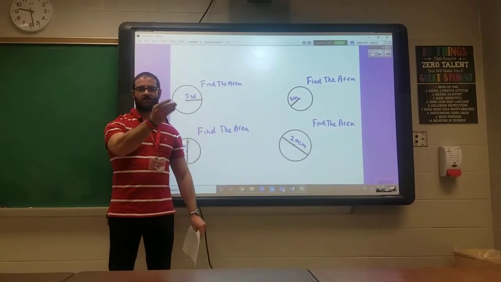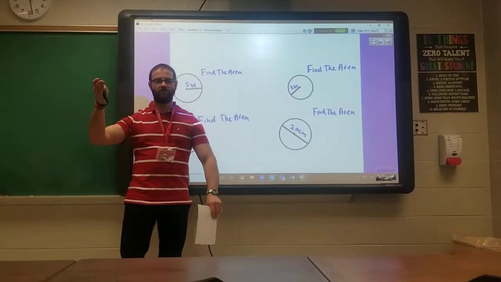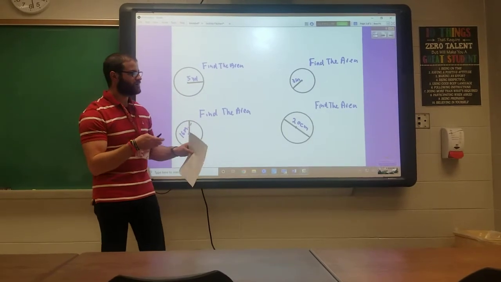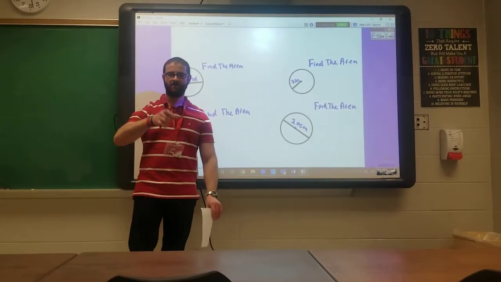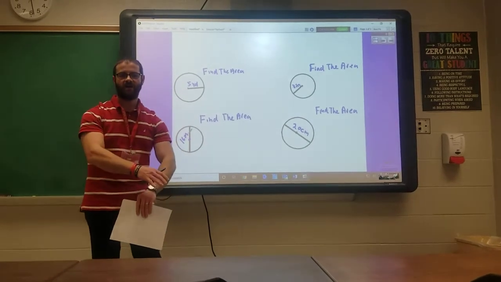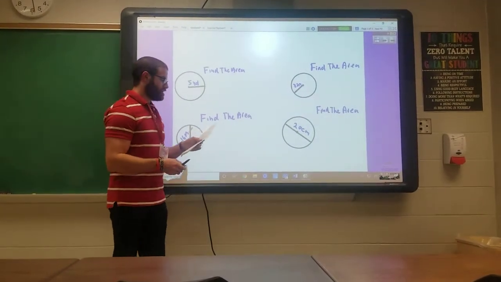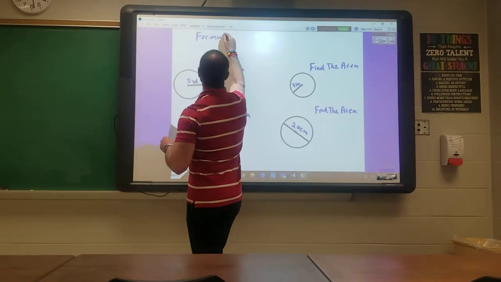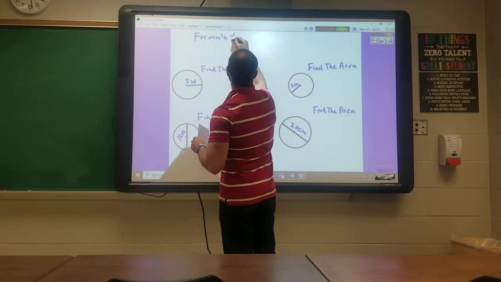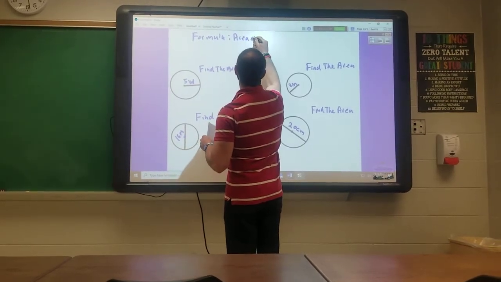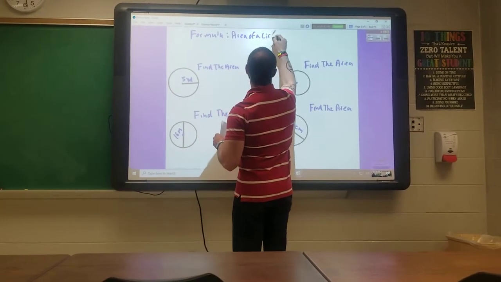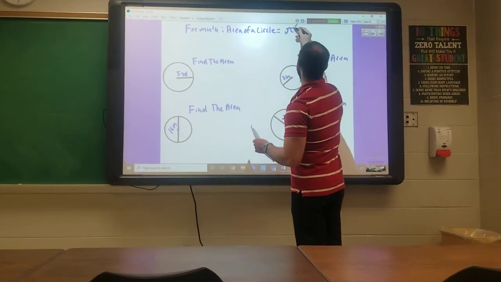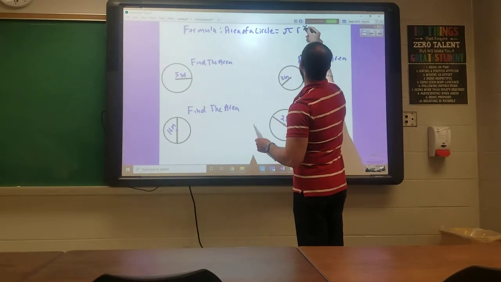We've calculated circumference. We've worked backwards to calculate radius and diameter using the circumference formula. Today we're actually going to calculate the area of a circle. So how many square units are inside a circle? Alright, so the formula. Start with that, and then we'll do some examples. So formula. So area of a circle equals pi times the radius squared.